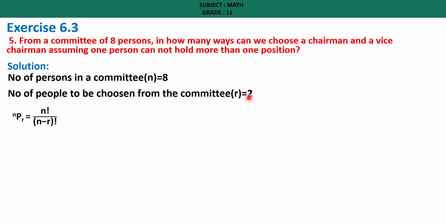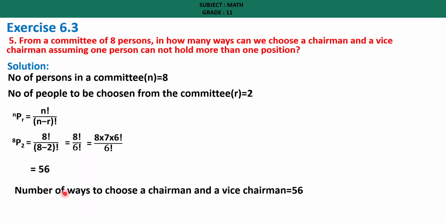So now we know the nPr formula. nPr is equal to n factorial divided by n minus r factorial. Let us substitute n as 8 and r as 2. Therefore, 8P2 is equal to 8 factorial divided by 8 minus 2 factorial. That is 8 factorial divided by 6 factorial. We can write 8 factorial as 8 into 7 into 6 factorial divided by 6 factorial. Let us cancel 6 factorial and 6 factorial, and we are going to get the value as 56. Therefore, the number of ways to choose a chairman and a vice chairman is 56 ways.